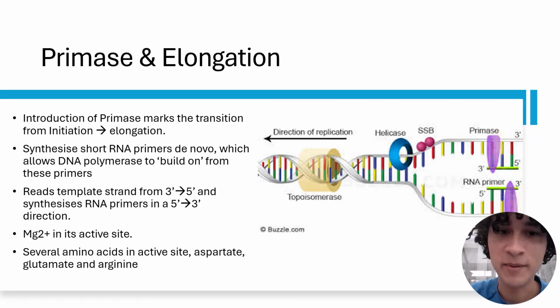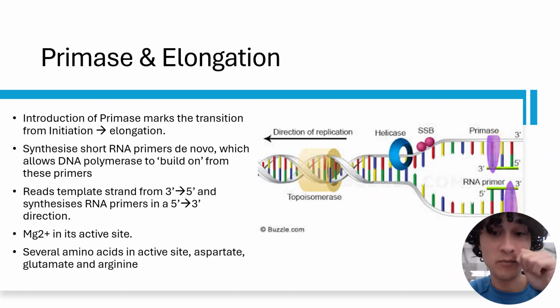So now we're going to speak about the next phase of DNA replication, which is elongation. So the transition from initiation to elongation is essentially marked by the introduction of the primase enzyme and the use of RNA primers to actually start building our daughter strands from the template strand. So primase is a really important enzyme because it synthesizes those RNA primers de novo. So what does that mean? It synthesizes them from scratch.